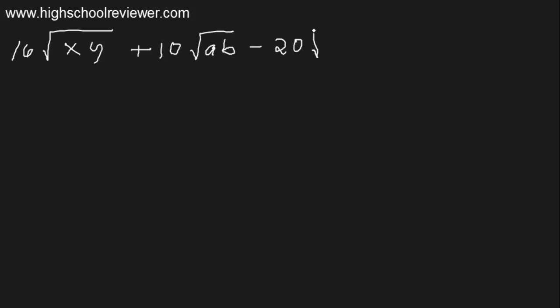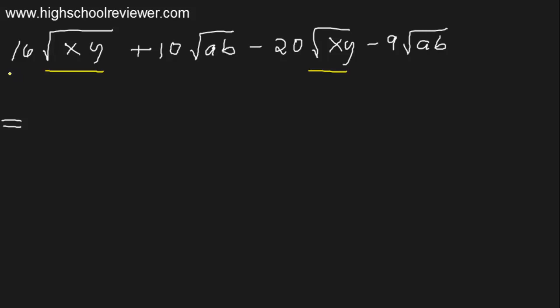Our next problem, we will have positive 16 square root of xy plus positive 10 square root of ab minus 20 square root of xy minus 9 square root of ab. Okay. So looking at the problem, we can see that we have two types of radicands. First is the radicand xy.